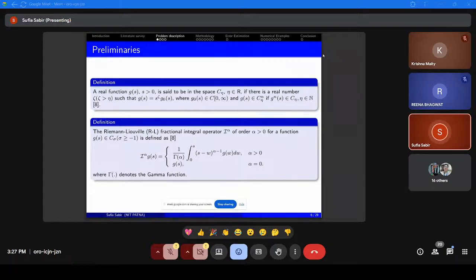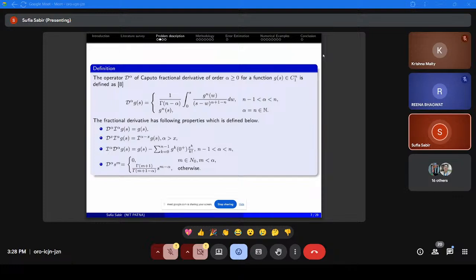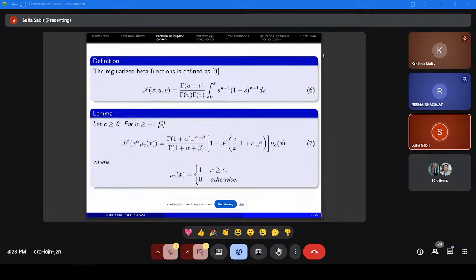In the second definition, we have defined the Riemann-Liouville fractional integral operator. It is a convolution of the kernel s to the power alpha minus 1 and the function g(s). In the next definition, we have defined the Caputo fractional derivative operator of order alpha. Then below we have defined some properties of the Caputo fractional derivative operator. Here we have defined the regularized beta function, which is given by equation 6. Authors of reference 9 have proved the following lemma given in equation 7.